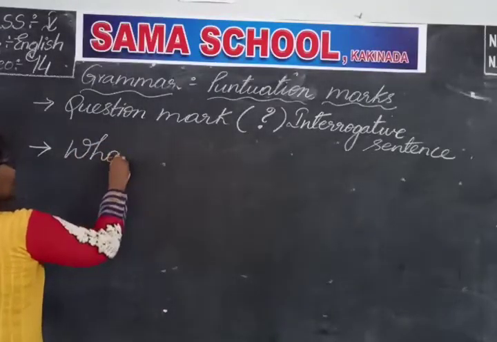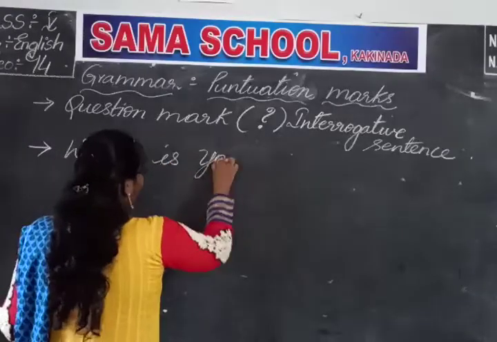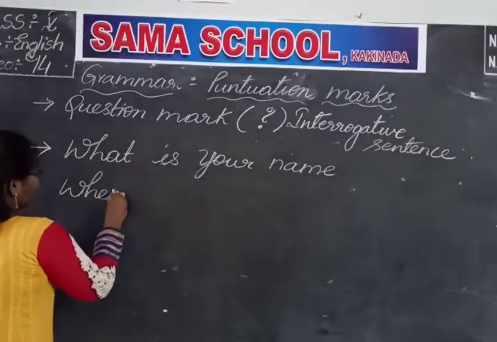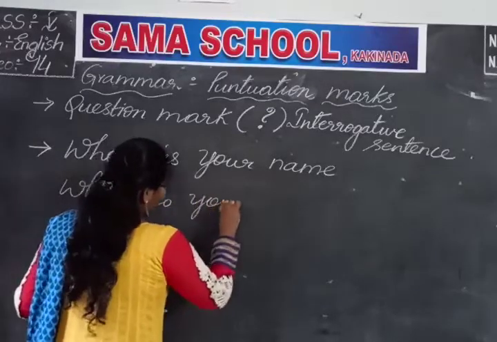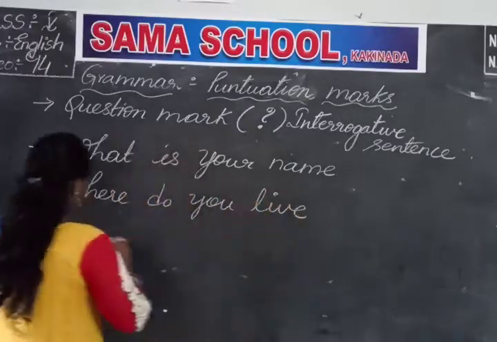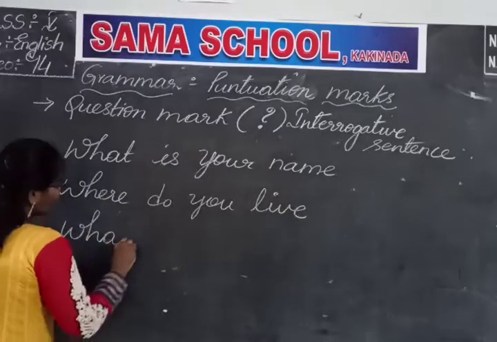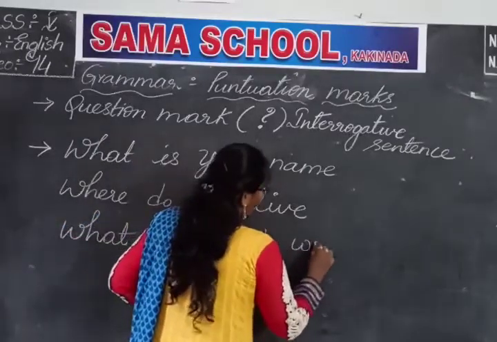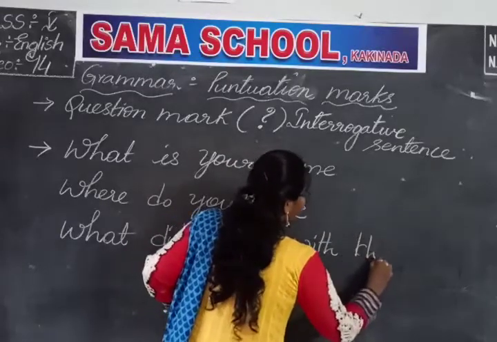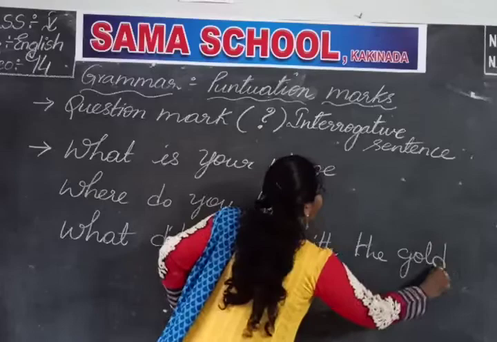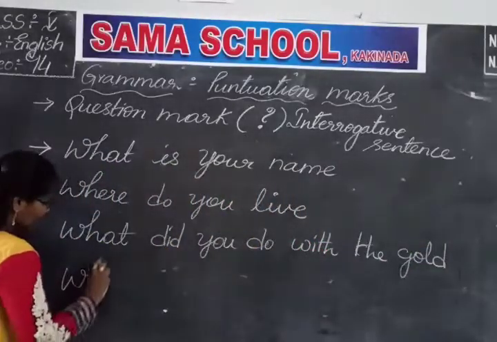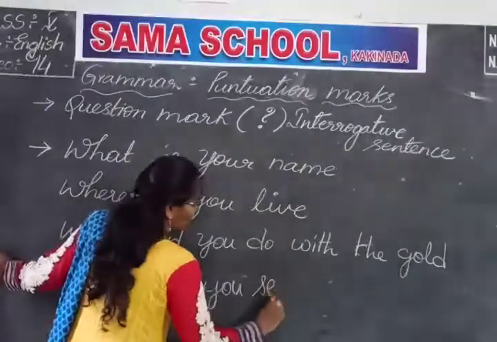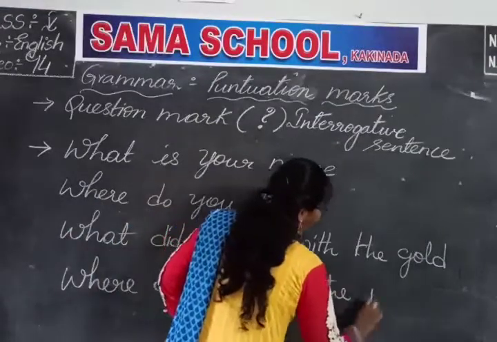What is your name? Where do you live? What did you do with the gold? Where did you sell the jewelry?